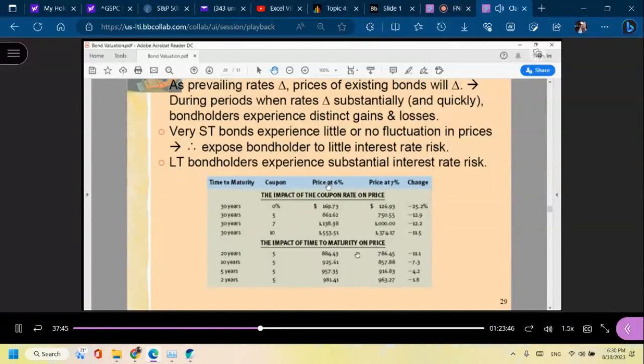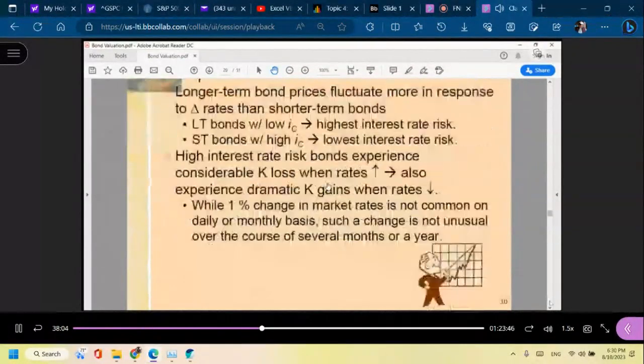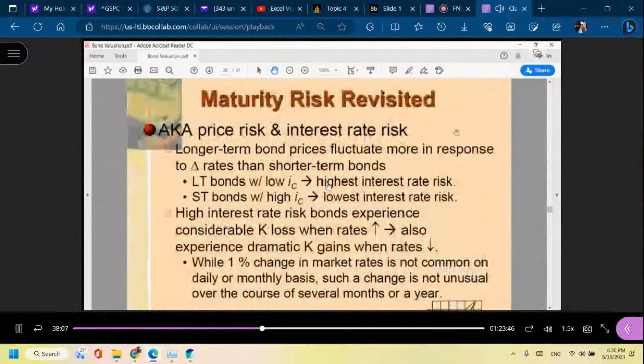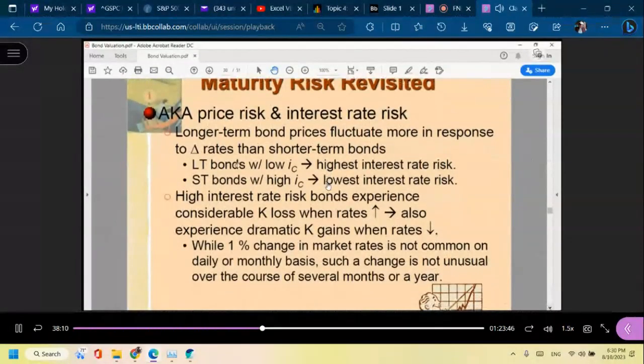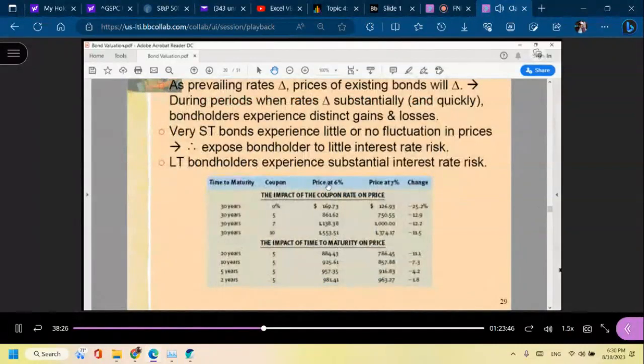So depending on the maturity, the impact of the change in prevailing market rate is also significant. The longer the maturity is, the greater the impact, hence called the maturity risk, right? So having this in mind, maturity risk is revisited, also known as price risk and interest rate risk. Long-term bond prices fluctuate more in response to change in rates than shorter-term bonds. Yes, you saw that.